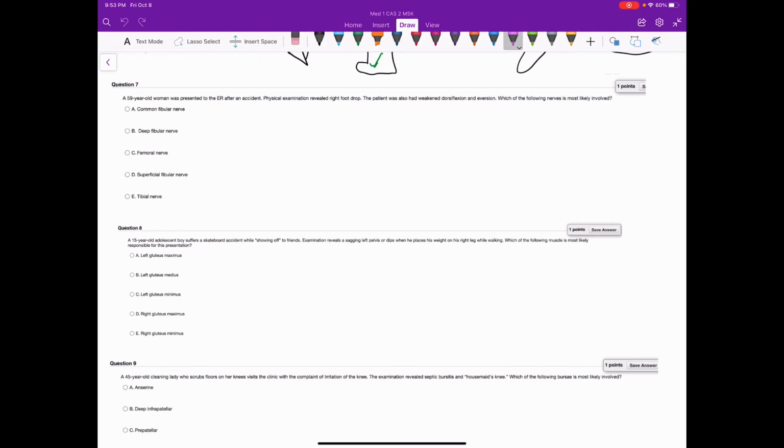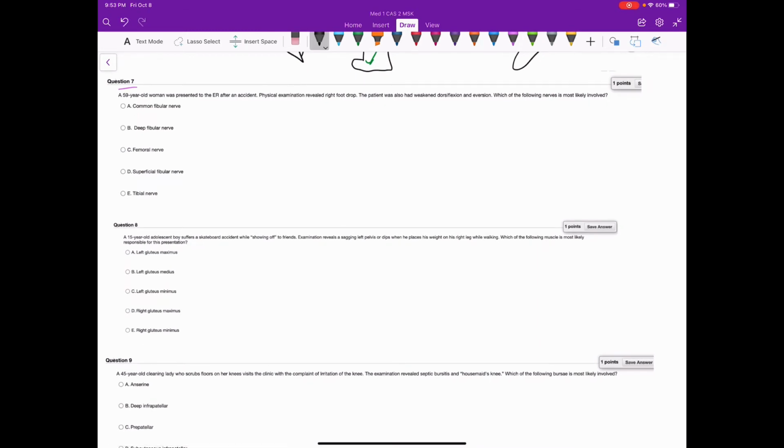Okay, so question number 7 now. What is it saying? A 59-year-old woman was presented to the ER after an accident. Okay. Physical examination revealed foot drop. Okay, boom. If we know this, we should know this clinical symptom, clinical sign. Automatically, we should know the answer. But if you don't, we could still break it down. The patient also had weakened dorsiflexion and eversion. Okay, so dorsiflexion and eversion. Which of the following nerves, so we're looking for a nerve, is most likely involved?